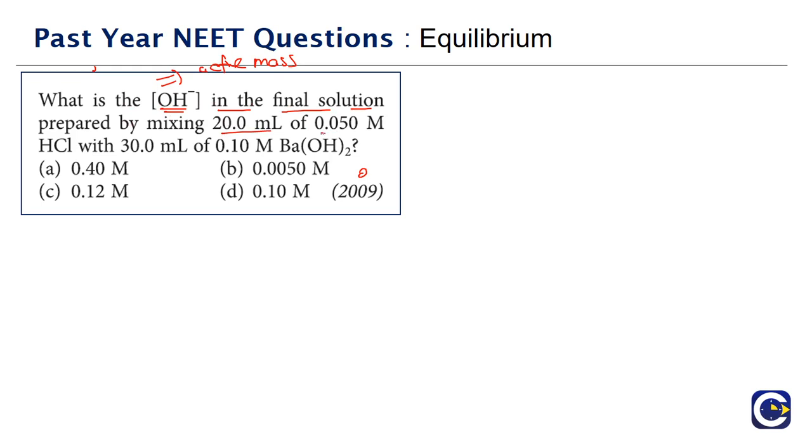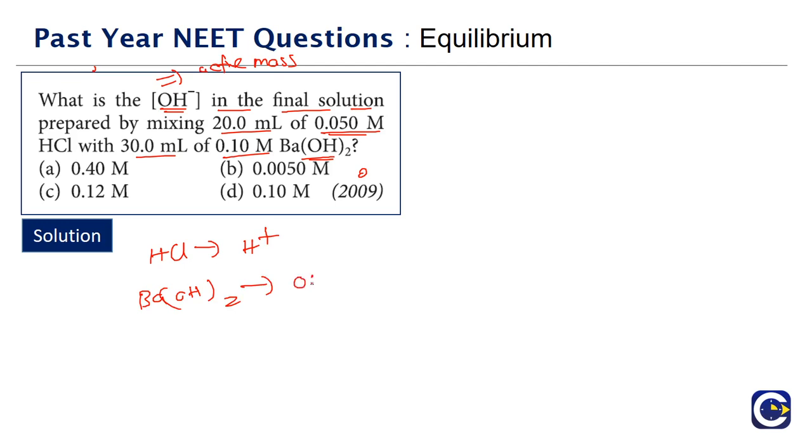by mixing 20 ml of 0.05 molar HCl and 30 ml of 0.1 molar barium hydroxide. From HCl we are going to get H plus ions, and from barium hydroxide we are going to get OH minus ions. But we can see here every barium hydroxide molecule is going to give us 2 OH minus ions. Now what happens between the H plus and OH minus? There will be a neutralization.